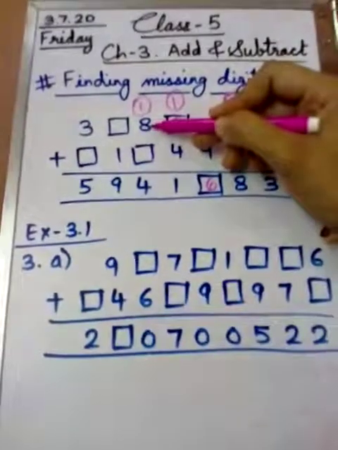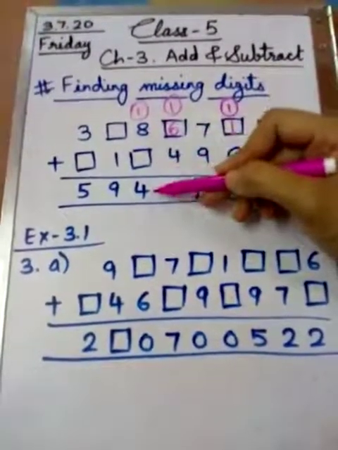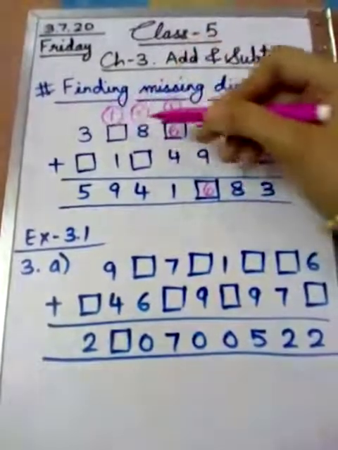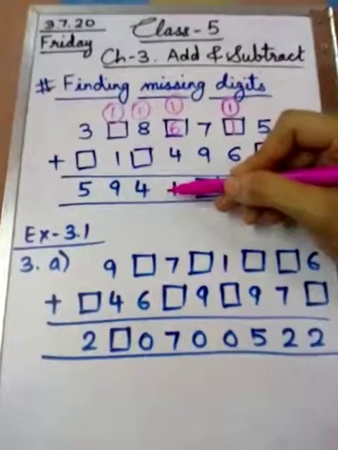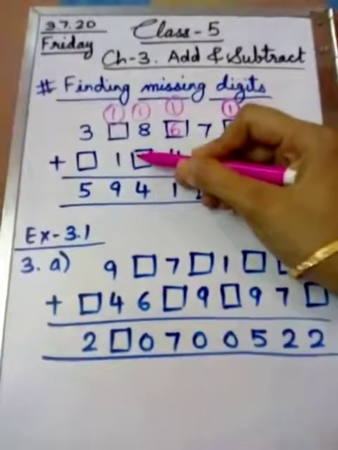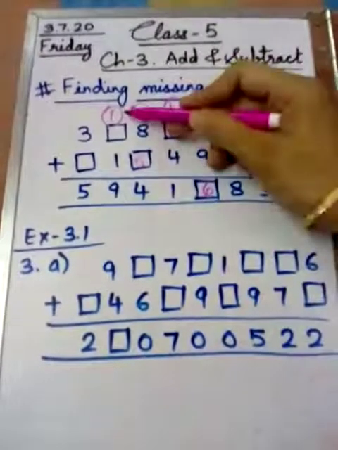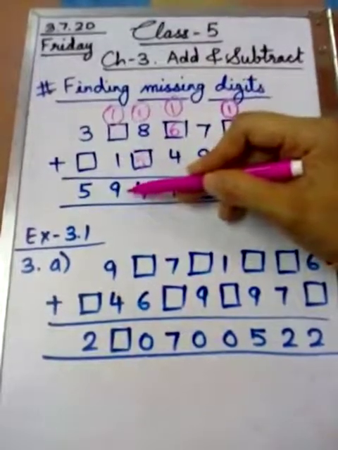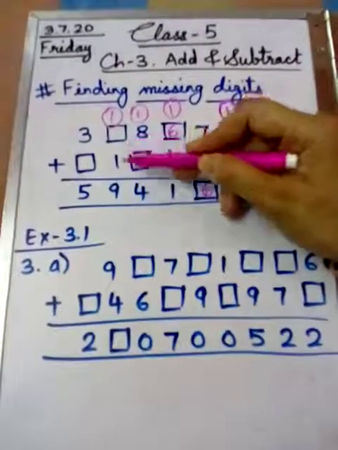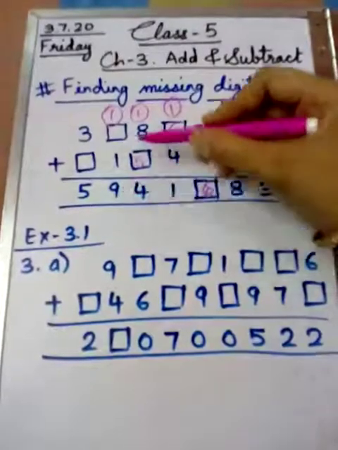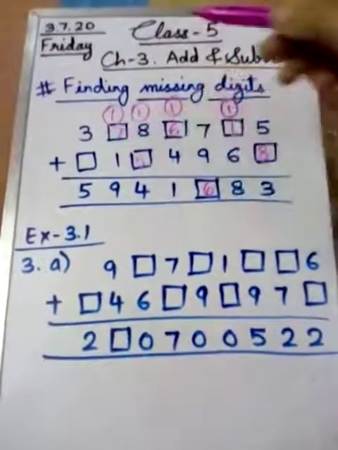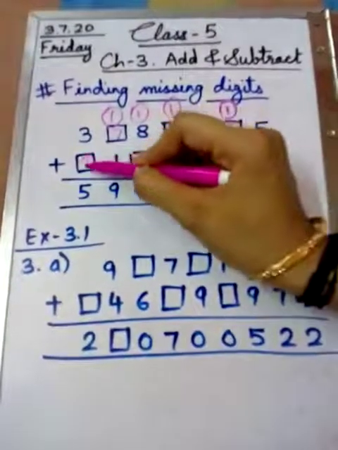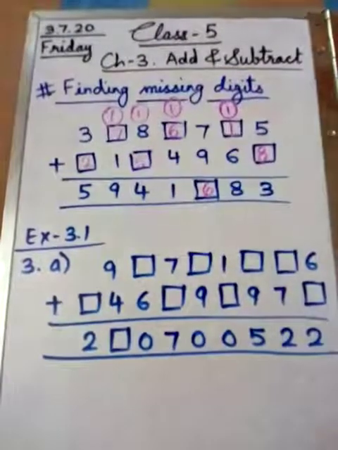Now 1 plus 8 is 9. 9 plus what is 4? Is it impossible? Then it must be 14. So 9 plus what is 14? 14 minus 9 is 5. 1 plus 1 is 2. 2 plus what is 9? For the answer, subtract 2 from 9. That will give 7. Finally, 3 plus what is 5? 2. This is how you will get the missing digits.